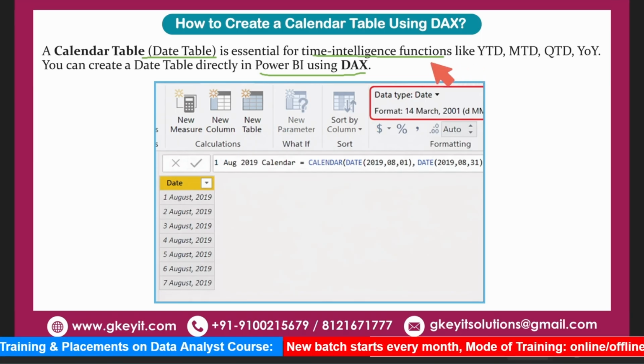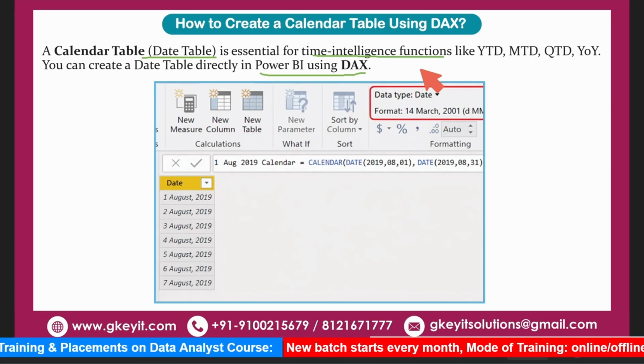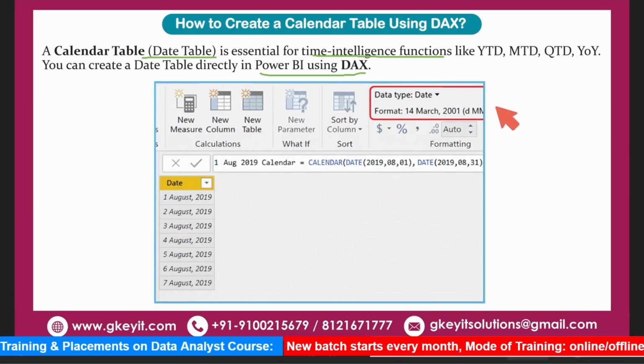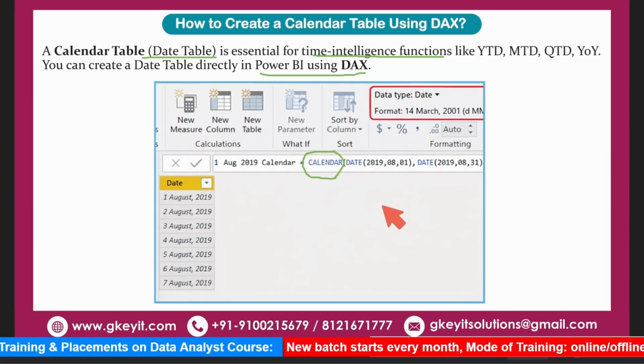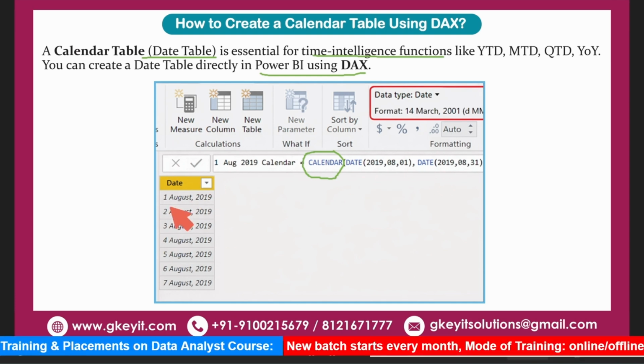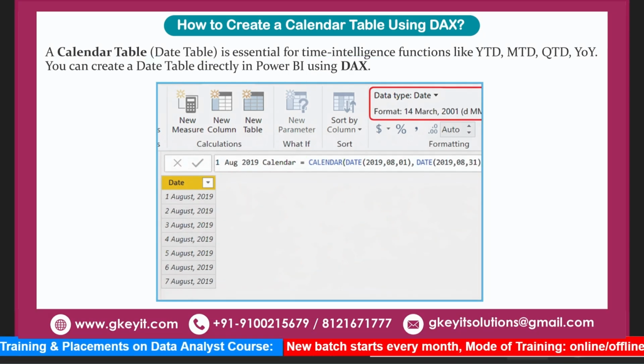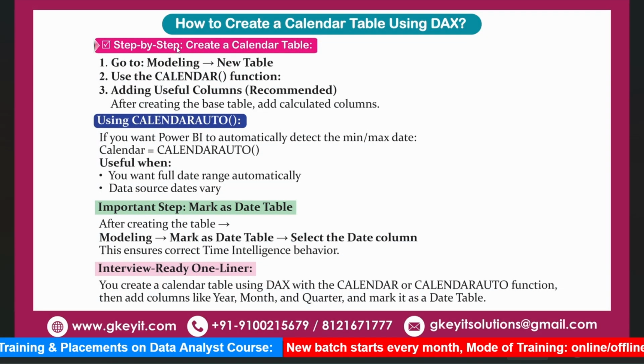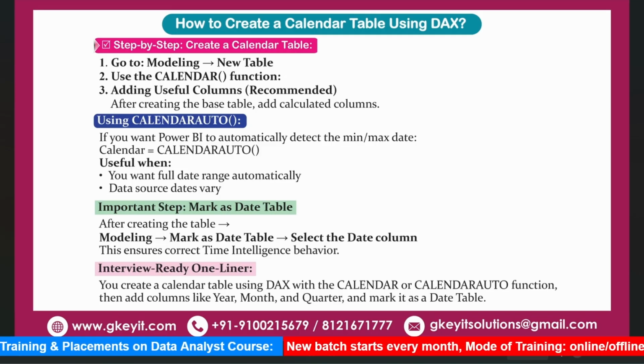In the previous class, we have seen how to create a date table by using Power Query M language. Now we are going to create a date table using DAX functions. Here, the function which we are going to use is the CALENDAR function to create a date table. Once you use the CALENDAR function with the minimum and maximum dates, this way the dates are going to be created.